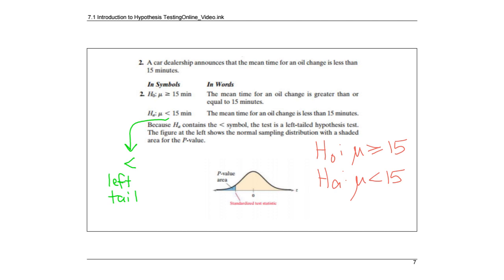Okay, so the equal to always goes in the null hypothesis. Because my claim is less than 15, I have to put it in the alternative. Then the alternative is what tells me which direction I'm going to go with my p-value. Since I have a less than symbol pointing to the left, my area is also going to go to the left, and therefore I am going to have a left tail.